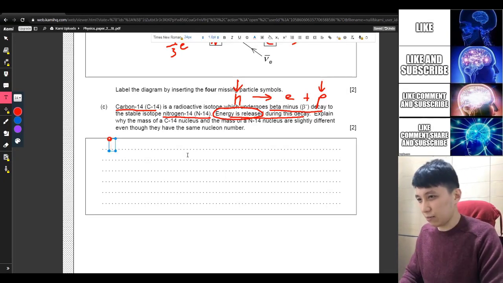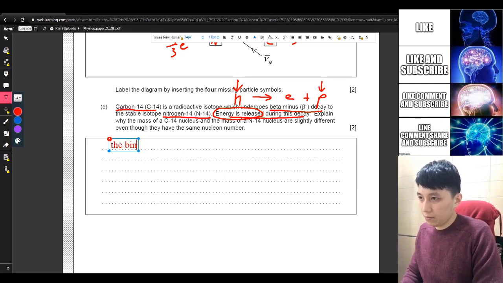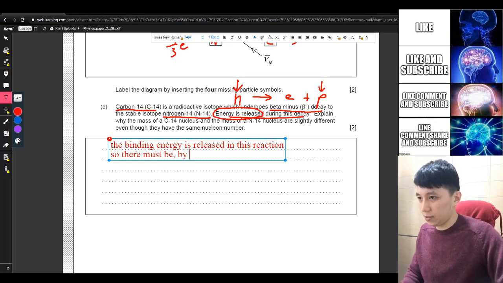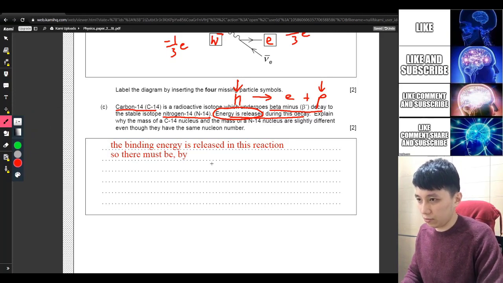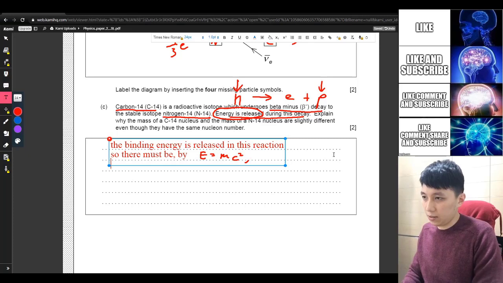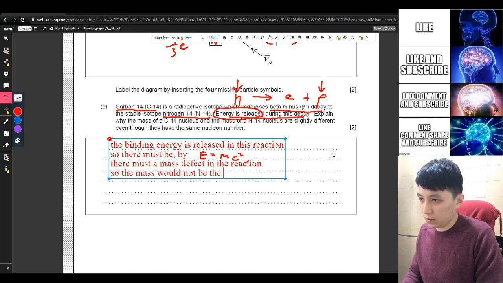And so that is kind of like an exam technique. So probably what I would say is the binding energy is released in this reaction, so there must be, by the equation, just in case they would want to see this, there must be mass defect in this reaction, so the mass would not be the same.